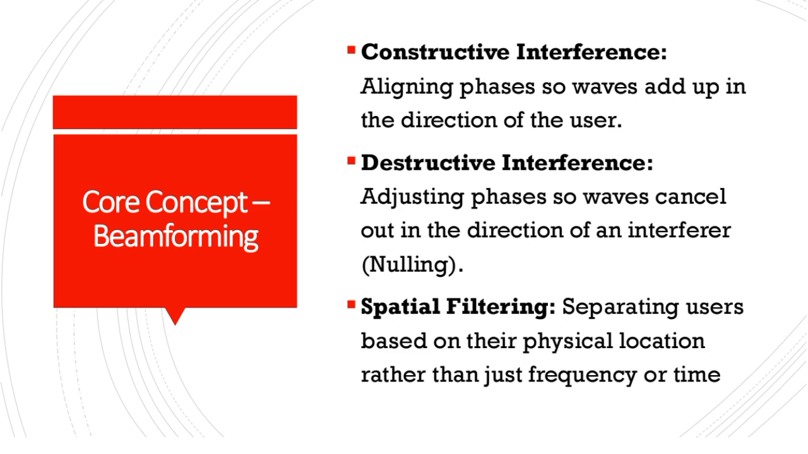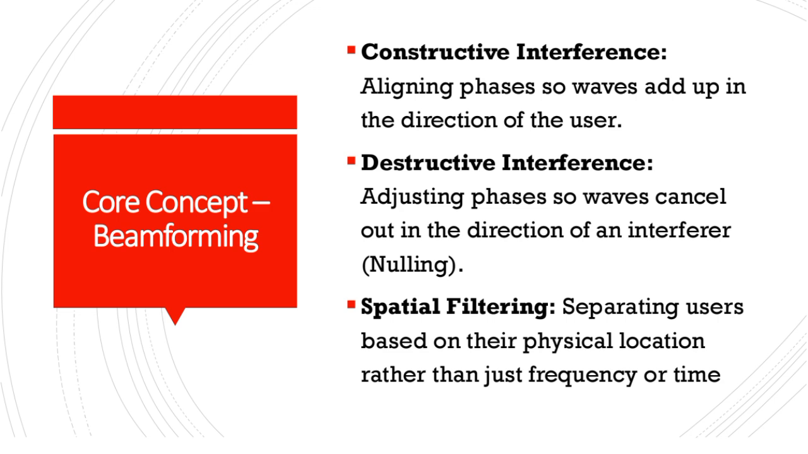The second thing is destructive interference. That means while we are adjusting the phases, the waves will be cancelled out in the direction of the interference. Simply we call it nulling. That is called destructive interference. We already discussed these two categories, constructive and destructive. Destructive means whenever you are adding the signals, the signal strength will decrease. It's the same thing here also: while you are adjusting the phases, the waves cancel out in the direction of the interference. So that is called destructive interference.